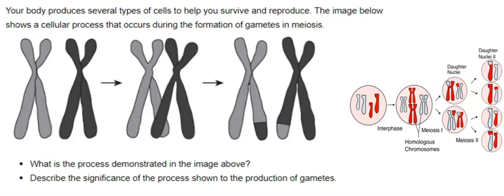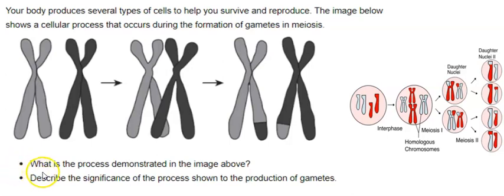Your body produces several types of cells to help you survive and reproduce. The image below shows a cellular process that occurs during the formation of gametes in meiosis. And this is the picture that it gave you. So you had to type in the answer to two separate parts of the question.